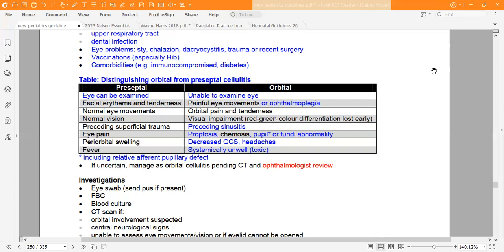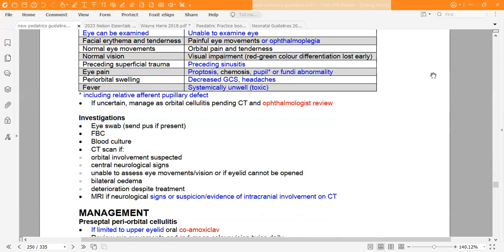Okay, if uncertain, manage as orbital cellulitis, pending CT and ophthalmologist review. If you are not sure whether this is preseptal or orbital cellulitis, you have to manage it as orbital cellulitis, pending the CT scan, and ophthalmological review should be requested.